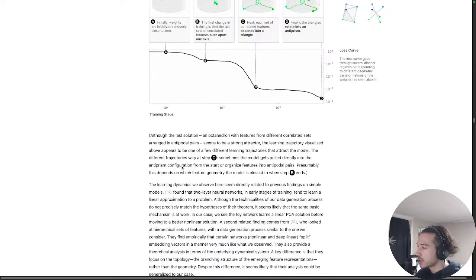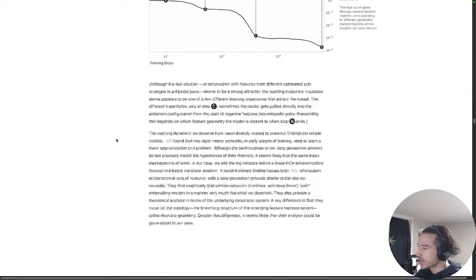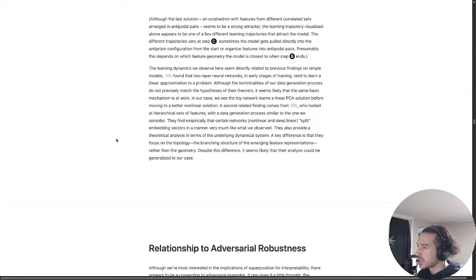Although the last solution, an octahedron with features from different correlated sets arranged in antipodal pairs, seems to be a strong attractor, the learning trajectory visualized above appears to be one of a few different learning trajectories that attract the model. The different trajectories vary at step C.